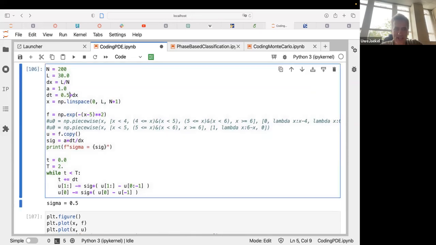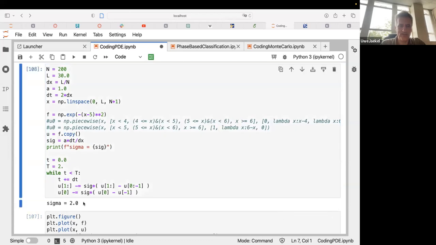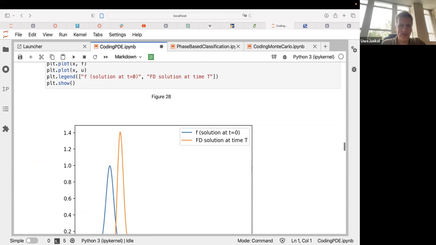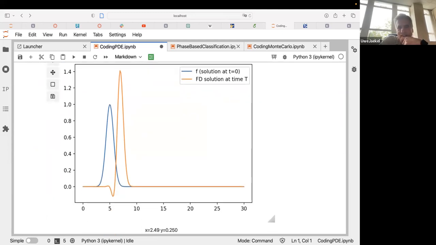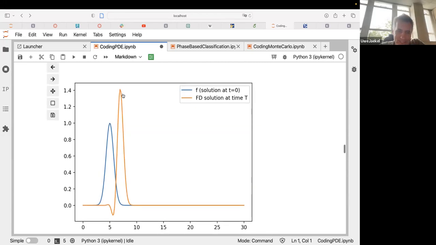We can also ask what will happen if we make sigma larger than 1? Why not take dt equal to twice the time steps? Then a dt over dx will be 2. Sigma will be 2. And what will the solution then look like? You see that there we have a kind of counter effect. The solution seems to have become a bit narrower, and it's increasing, and it's becoming negative in some parts.